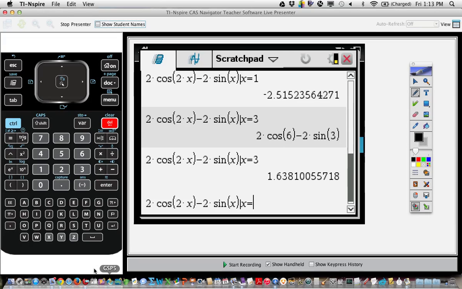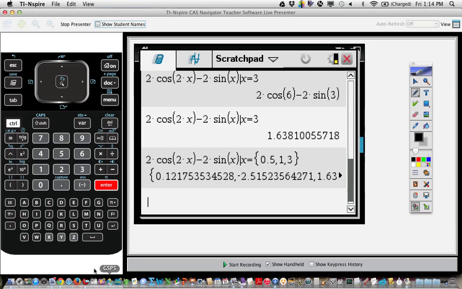We can let x equal a list. And the way we do a list is the curly brackets, which is above the right parenthesis. And now you can put 0.5, comma, 1, comma, 3, hit Control Enter, and it will return a list of all 3 values. So it's a pretty slick way to put 3 things into a function. You just put the function.